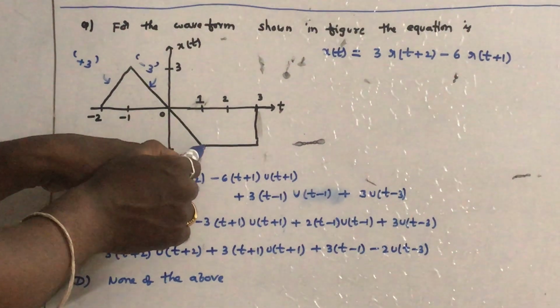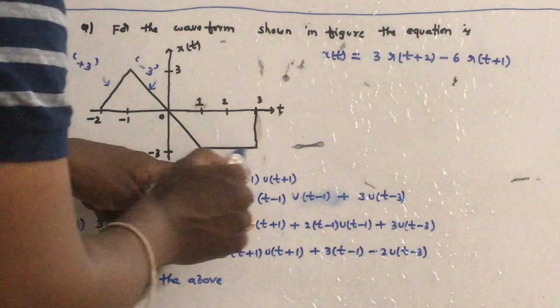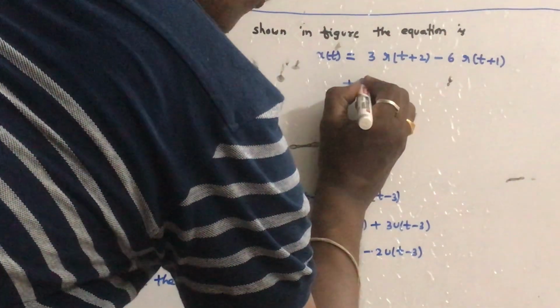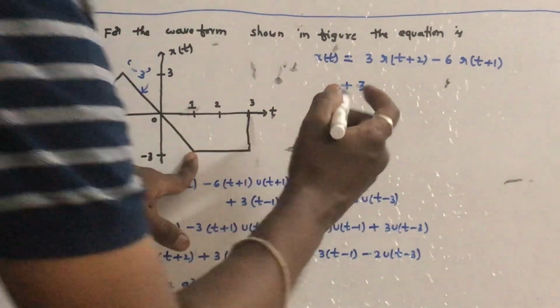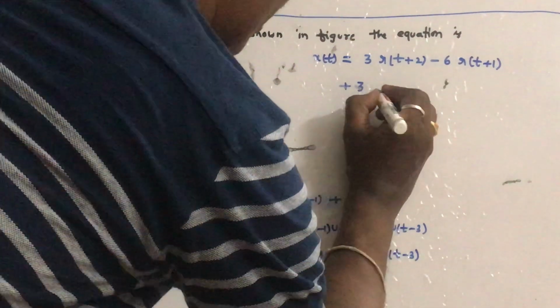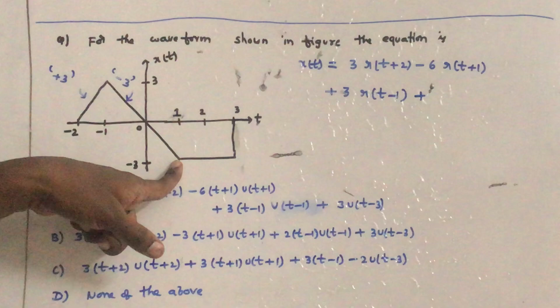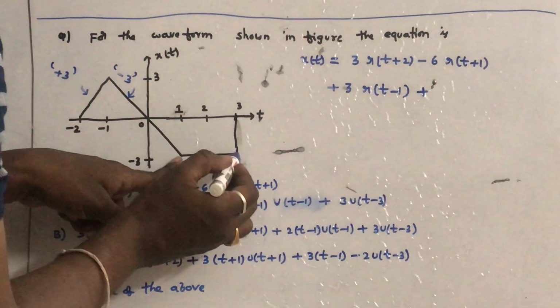At t is equal to 1, the slope of the line suddenly becomes 0. So that means we are adding another ramp of 3. Minus 3 plus 3 will become 0. At what time are we adding it? R of t minus 1. The slope of the line becomes 0.